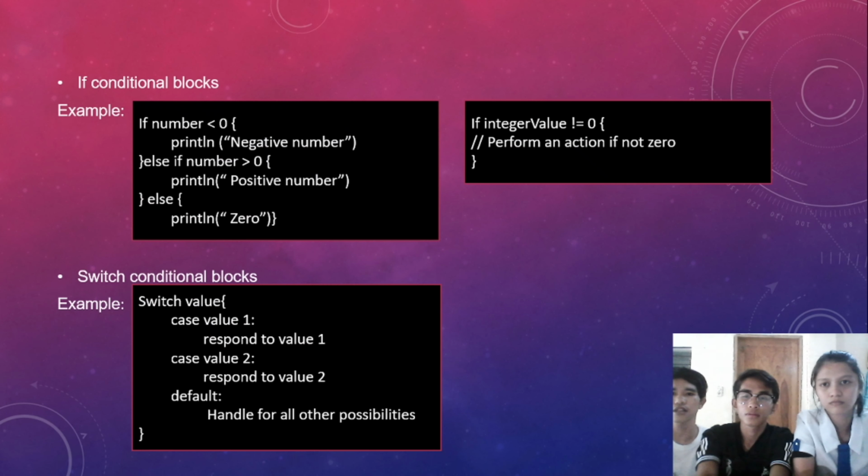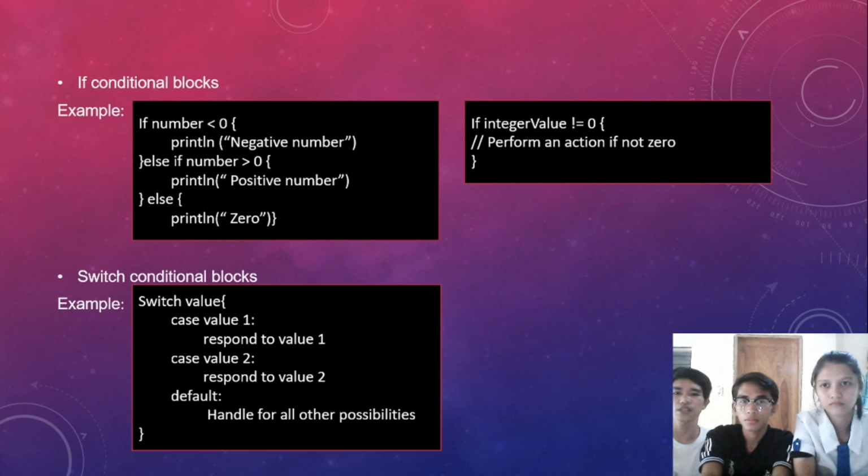If conditional blocks, here is the example code: if number < 0, then open and close curly braces, println negative number. If the result of number less than 0 is false, then proceed to the else if number > 0, then println positive number. If number greater than 0 is false, then proceed to the else, then println 0. And then here is the syntax of using it.